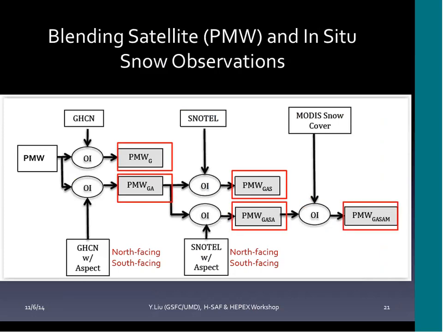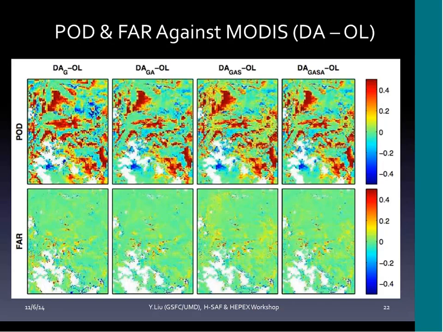So we blend the satellite data with in-situ observations and generate several products actually. So we can blend in the GHCN data with optimal interpolation, and at the same time we can blend in the aspect information and produce two different products. And then additionally, we can blend in SNOTEL with or without the aspect information. And then finally, on top of that, we can try to examine whether MODIS snow cover brings in any additional information here. So there were 5 products.